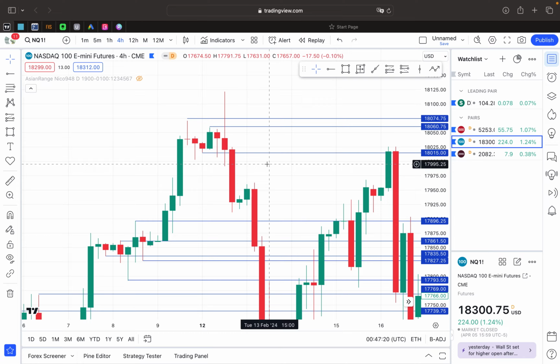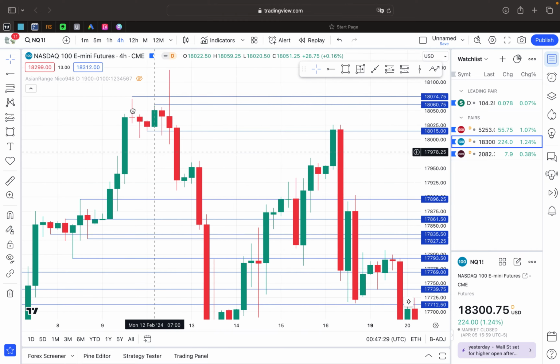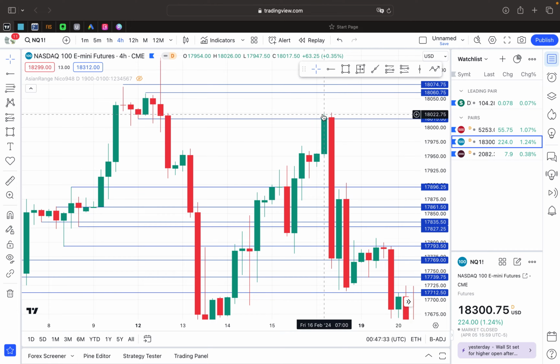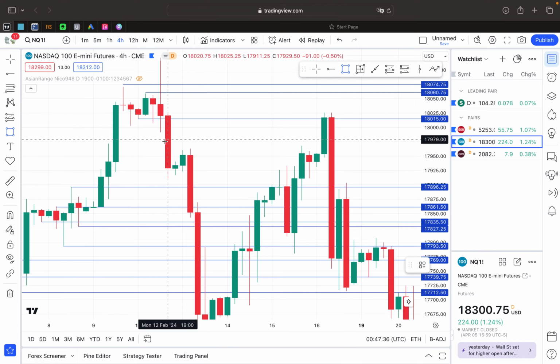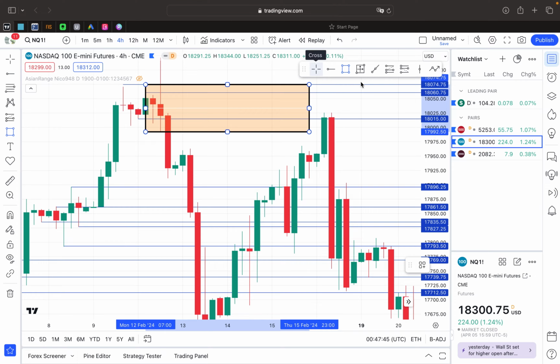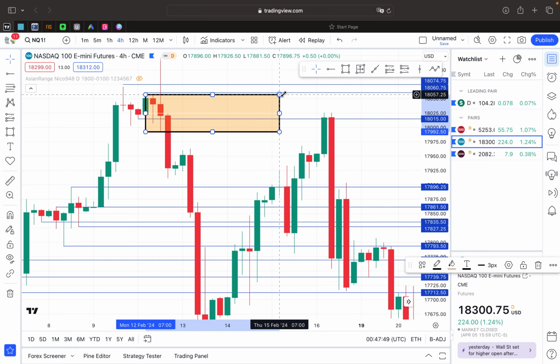I want to move fast and get into everything, but y'all clearly see how price action came back up to these areas. Why? Because of the break of structure here, which caused this area to be an area of liquidity. Y'all clearly see price action came back and retested that area. So that's kind of how liquidity works. It's a magnet to price.